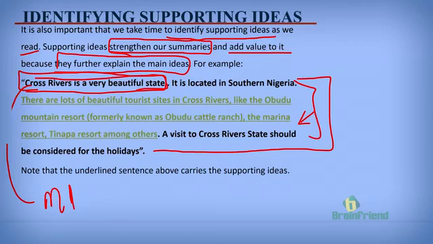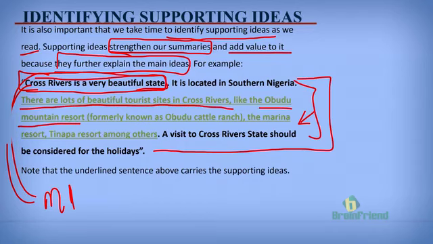Now let's identify other supporting ideas, ideas that support the fact that Cross River State is a very beautiful state. We can say that there are lots of beautiful tourist sites in Cross River State, like the Obudu Resort, formerly known as the Obudu Cattle Ranch, the Marina Resort, Tinapa Resort, among others.